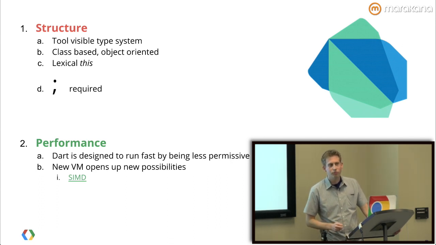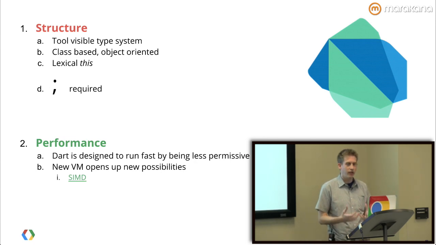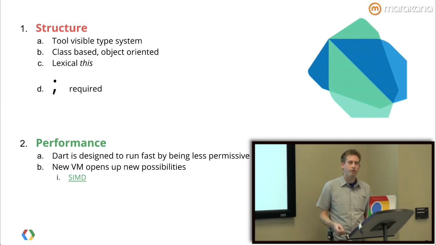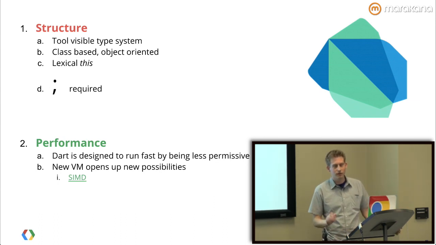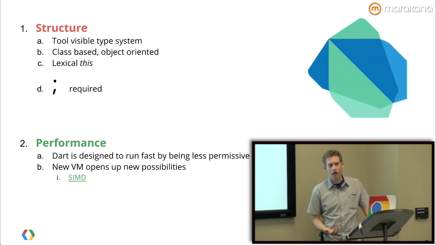Number two, performance. And this is where I just love performance. And this is what really, really attracted me to Dart. Dart is designed to be less permissive than JavaScript so that it can run faster. And anything that runs faster, I'm into. And it comes with a new VM. And this is a new VM written from scratch, designed around Dart and its functionality, and designed to run fast. And so I thought, oh, this is pretty interesting. This opens up new possibilities. Why don't we bring SIMD? Why isn't SIMD on the web? It should be.